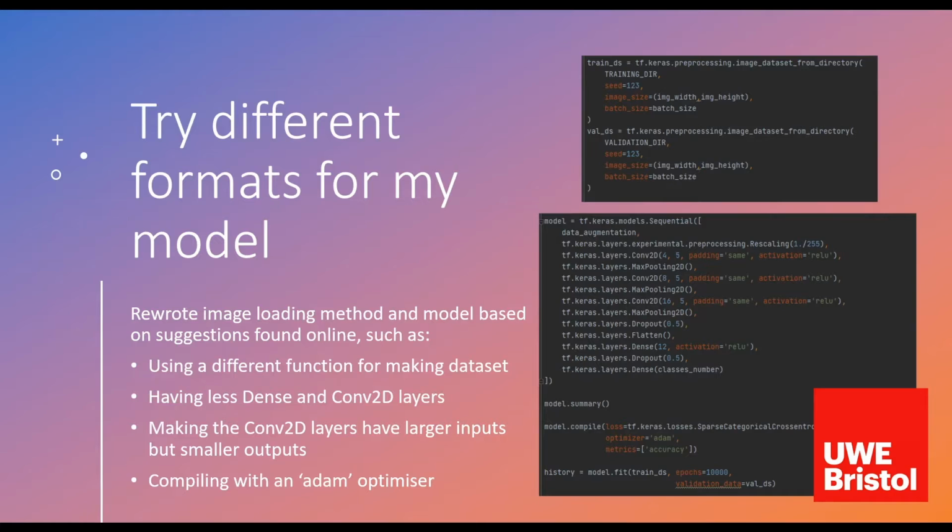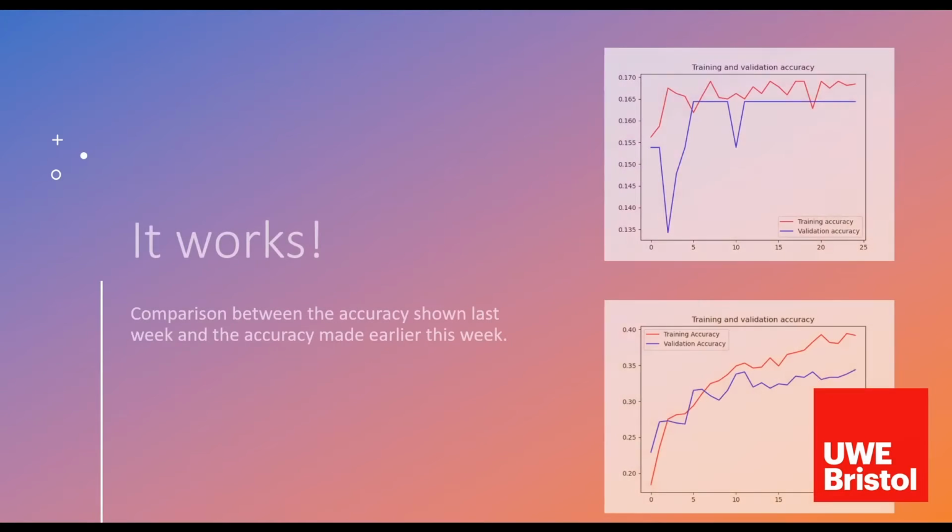So I rewrote my whole system, along with changing the loading method and changing the model based on some suggestions I found online. Things that were recommended were having fewer dense and Conv2D layers, and using a different function for making my datasets. Different versions were suggested, and with these new and improved changes, there's actually something to show. It actually works. So you can see this chart on the top.